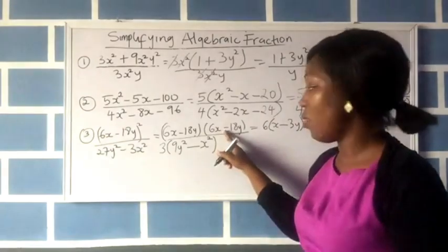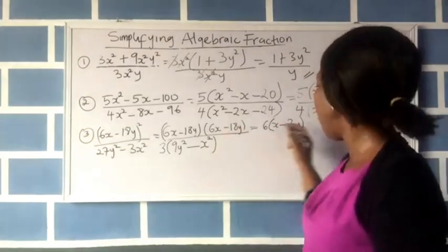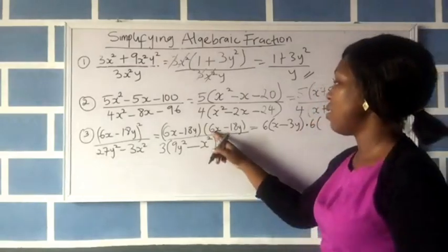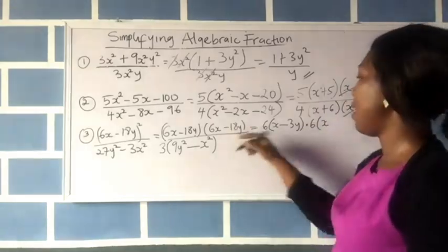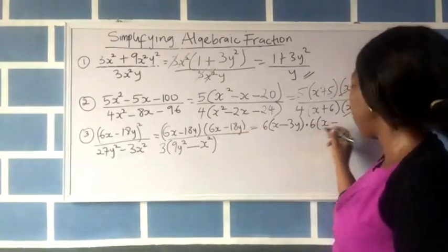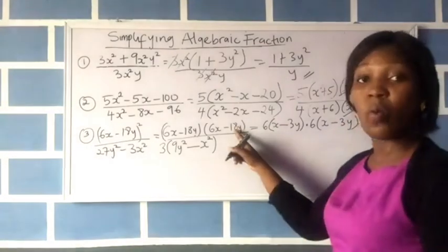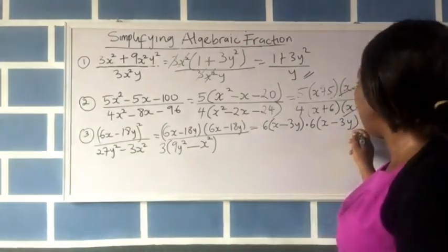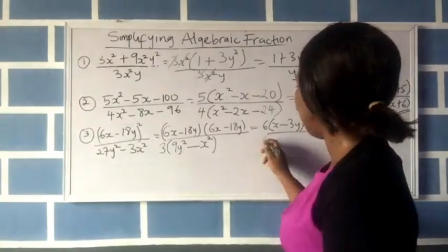Go through the other value here, which is 6x. What's common here is 6. So bring that 6 in brackets. 6x divided by 6 gives me x. My sign here is minus. 18y divided by this 6 gives me 3y. Divided by, I write down 3 here.